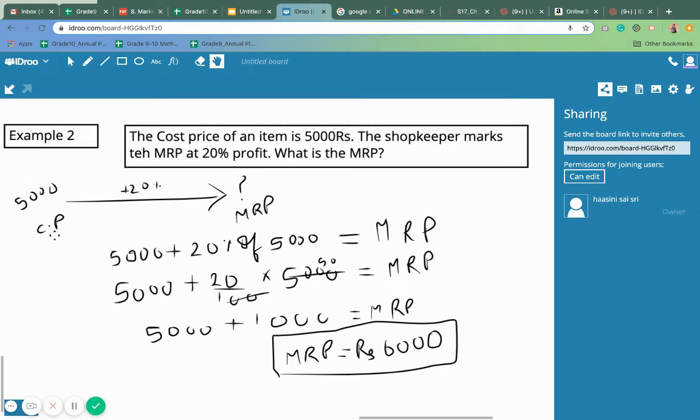This is the part of the flowchart we are talking about, the transaction happening from the CP to the MRP. I'm not talking about what is happening from MRP to SP. Maybe this particular shopkeeper is just selling it at MRP, right? So the MRP is 6000. Let's look at another example.